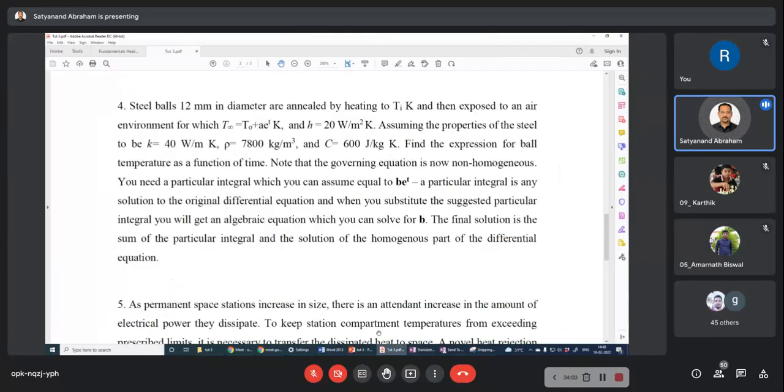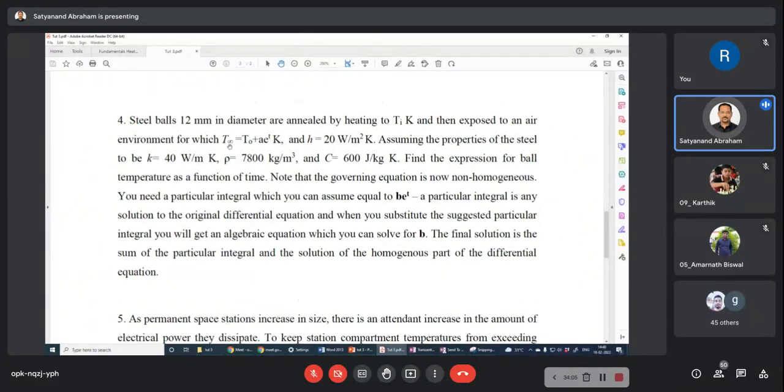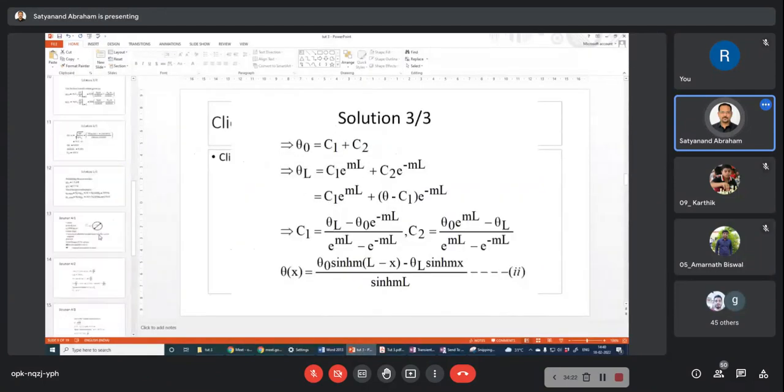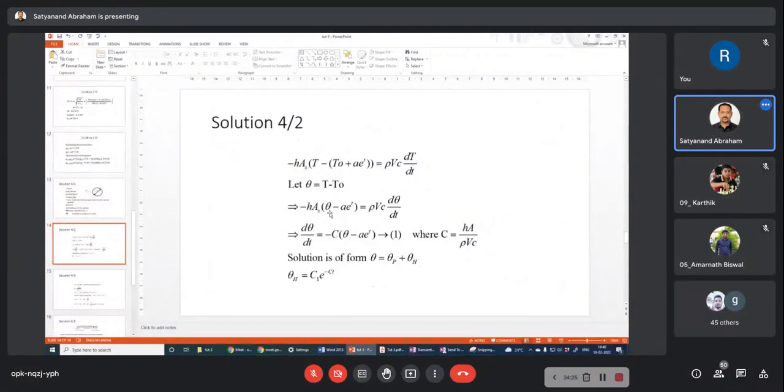But in this particular question, the ambient temperature T infinity is equal to T0 plus A into e raised to t. So a time term also comes into the picture, and our equation is not going to be homogeneous. So T is equal to T0 plus A into e raised to t, and theta is T minus T0.